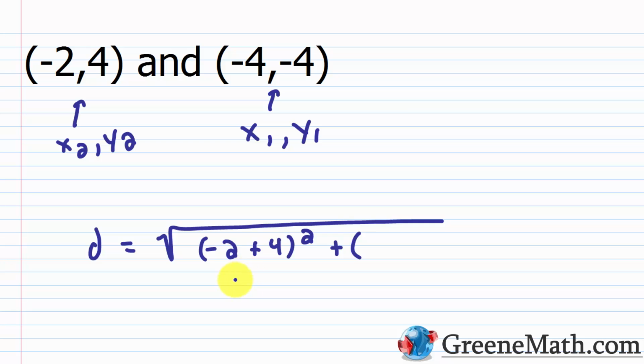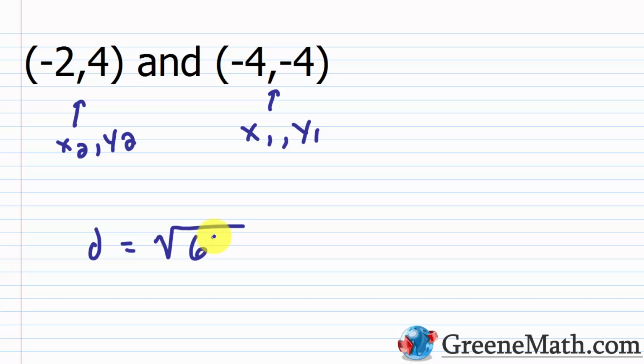Then plus, we're going to have our y sub 2, which is 4, minus our y sub 1, which is negative 4. So minus a negative is plus a positive. Again, this is wrapped in parentheses and squared. So negative 2 plus 4 is 2. 2 squared is 4. 4 plus 4 is 8. 8 squared is 64. So if we take the sum of these two values, 4 plus 64 is going to be 68. So this is going to end up being the square root of 68. Now you can simplify this because 68 factors into 4 times 17. So this is the square root of 4 times 17. Square root of 4 is 2. So I can say this is 2 times the square root of 17.